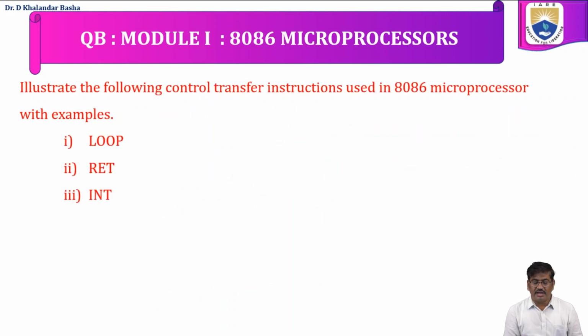Illustrate the following control transfer instructions used in the 8086 microprocessor. Loop. The loop instruction is for repeating the execution of the instructions from the label specified in the loop instruction. How many times it will be executed depends upon the count in the CX register. The next instruction is RET, which is the last instruction we have to write in any subroutine, indicating the processor to return from the subroutine.